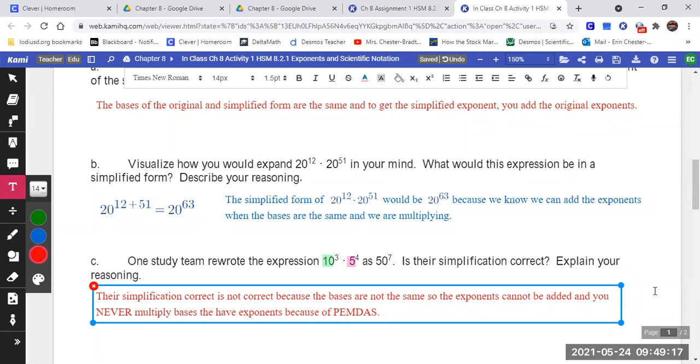Only add the exponents when the bases are the same. Do not multiply the bases until you handle the exponents. We never multiply the bases that have exponents because of PEMDAS. Exponent always comes before multiply. Okay? Do we get that? Are we okay on that?